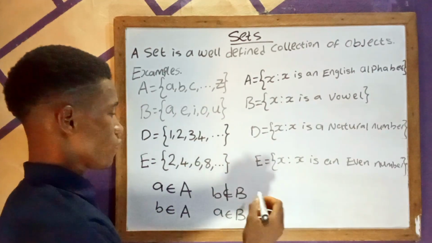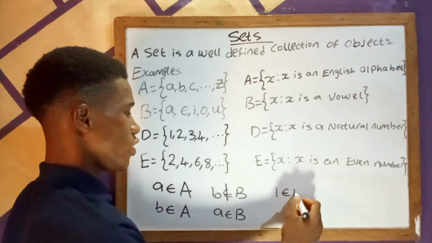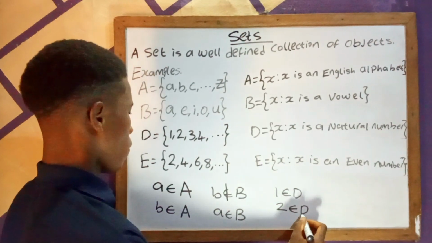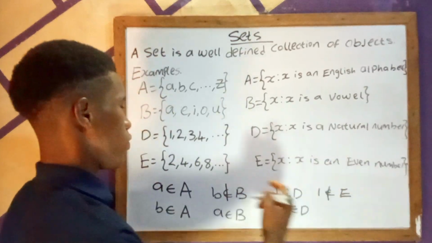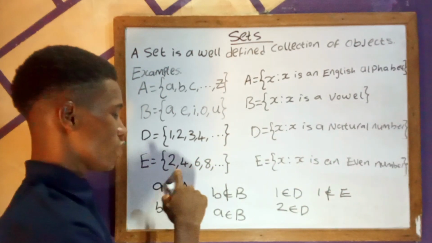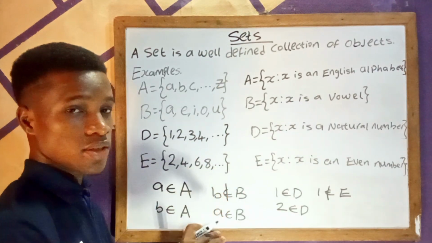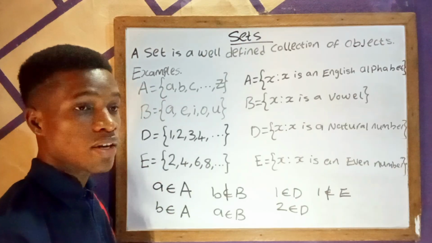For this one, we see that there is a set of numbers. 1 is an element of D, 2 is an element of set D, but 1 is not an element of E. Why? Because we define our set E as this, which clearly is the set of even numbers. So the set is just basically how it is defined. You can define a set in countless ways.